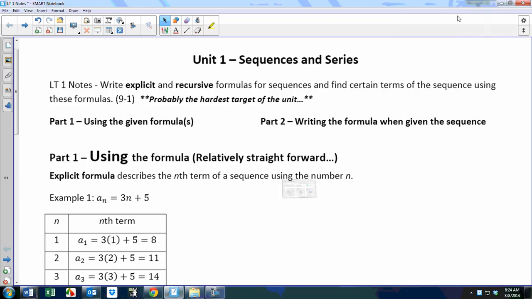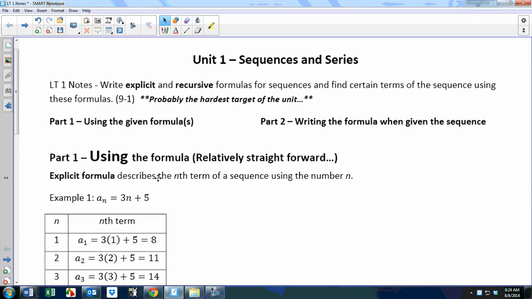So learning target 1, part 1. We're going to use the explicit and recursive formulas and figure out what they are, but we're all talking about patterns. You know, adding the same number over and over again, or say you are doubling your money every day. We're just talking about patterns, and then the symbols that summarize those.